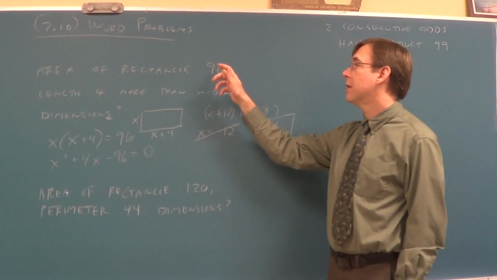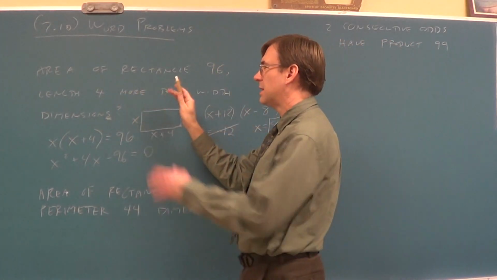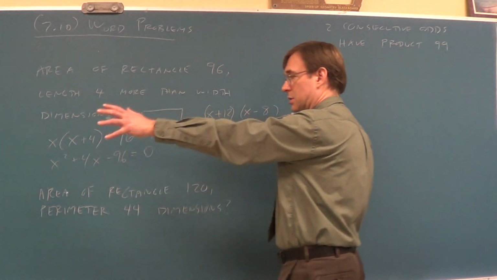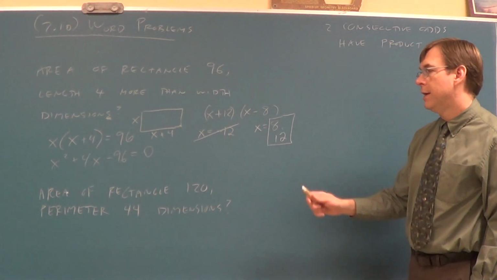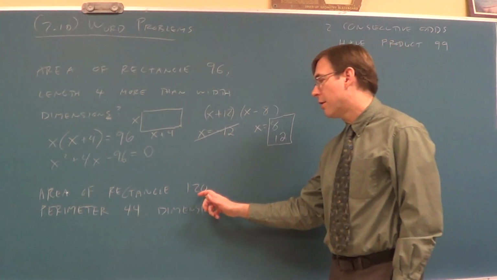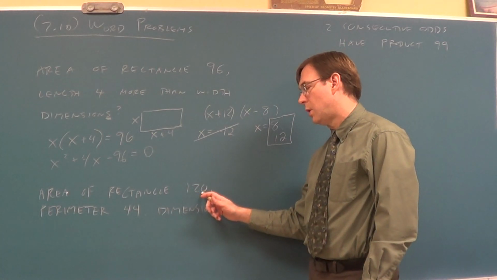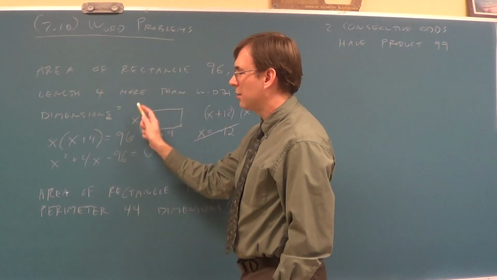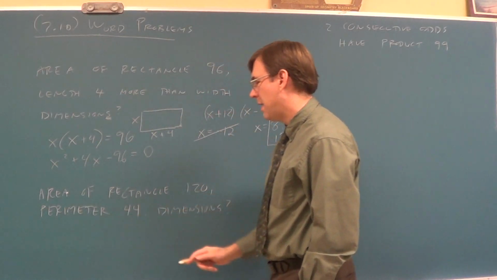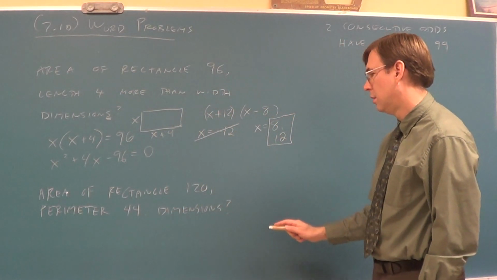So if they tell you the area and they tell you something about length-width relationships, there's a couple in the homework that are going to do just that. Here's a different style. The area of the rectangle is again told to you as 120, but instead of telling you something about length and width directly, they're going to talk to you about the perimeter being 44.